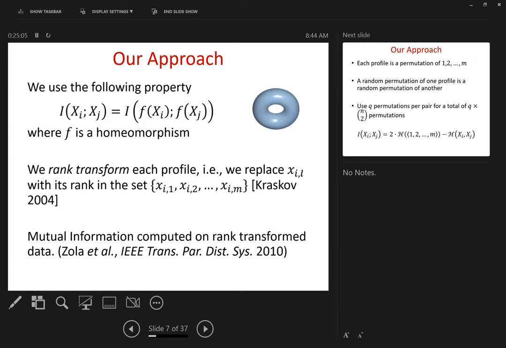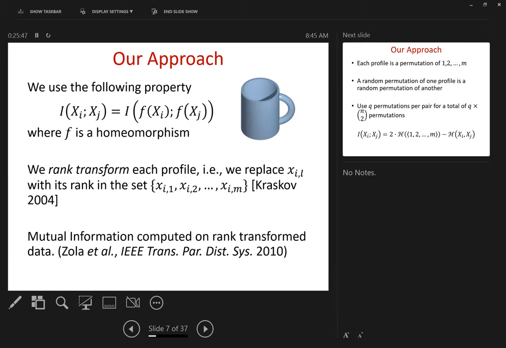So there is a well-known result that if you have a homeomorphic function f, and you apply that to XI and XJ and then compute the mutual information, it's the same as the original mutual information. So you can do homeomorphic transformations if that makes life easy and then compute the mutual information. And there is a result by Kraskov et al. in 2004 that says that if you take each gene expression vector and replace every component with the rank of that number within that vector, it is a very good approximation to homeomorphism. So you could use that and then estimate the mutual information very closely. You have to use B-spline functions and so forth to estimate this mutual information.